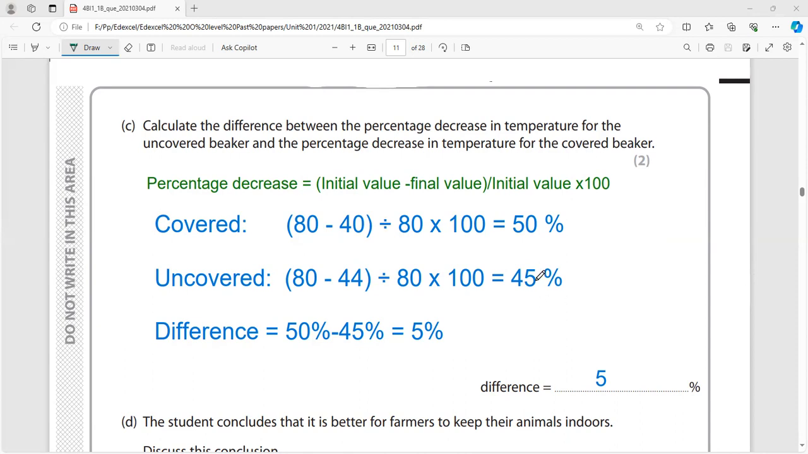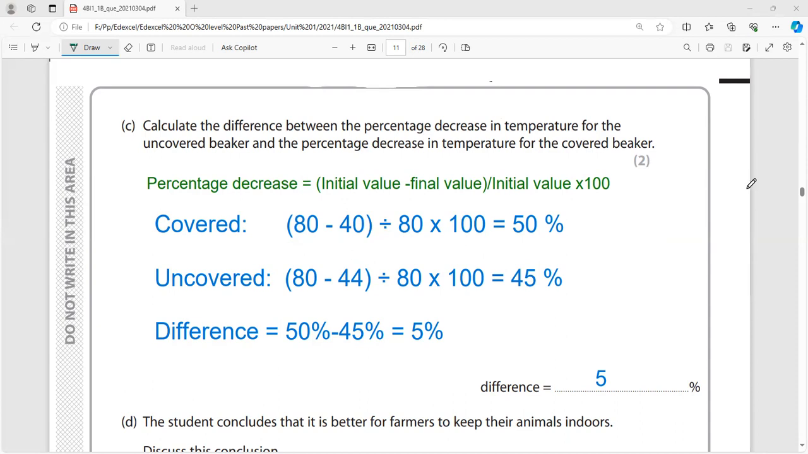Here, this is a percentage decrease, so we are using this formula. The initial value is 80 degrees Celsius minus the final value of 40 degrees Celsius in the uncovered beaker, divided by the initial value, 80, multiplied by 100. So we find the percentage is 50%.